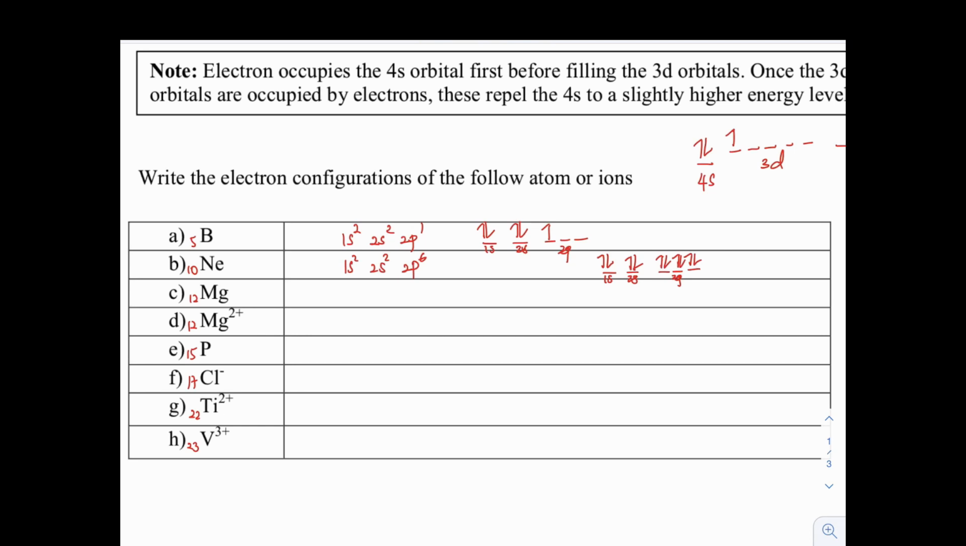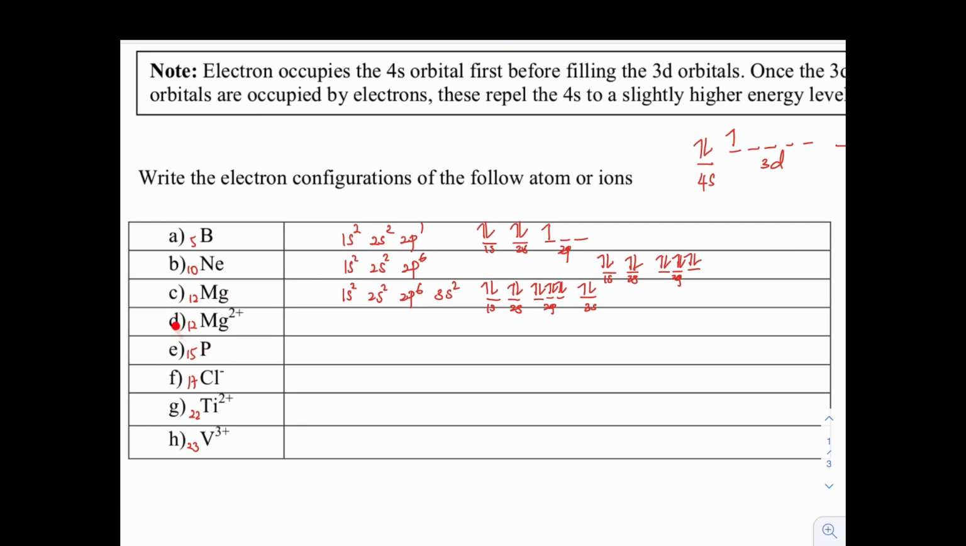So the next example will be magnesium. Magnesium has 12 electrons, so it will be 1s2, 2s2, 2p6, and 3s2. Okay, so how do we fill up the configuration? So this is 1s, 2s, 2p, and then followed by 3s. So it will be 1, 2, 3, 4, 5, 6, 7, 8, 9, 10, 11, 12. All right.